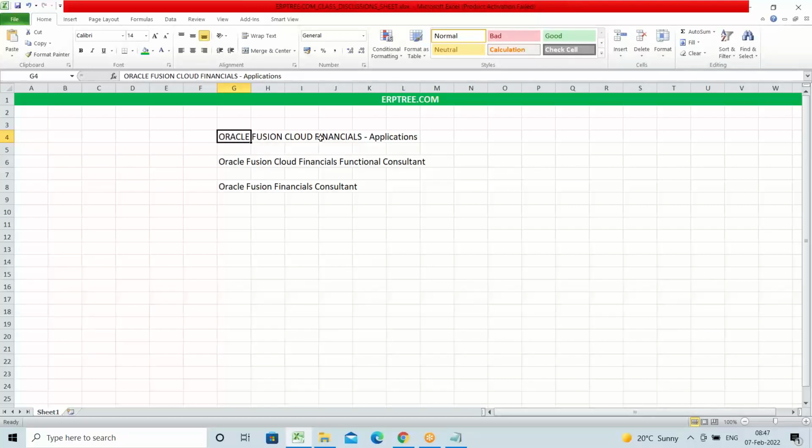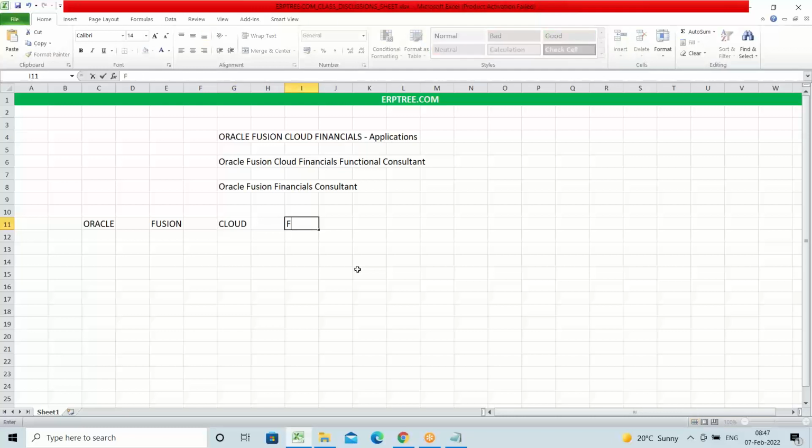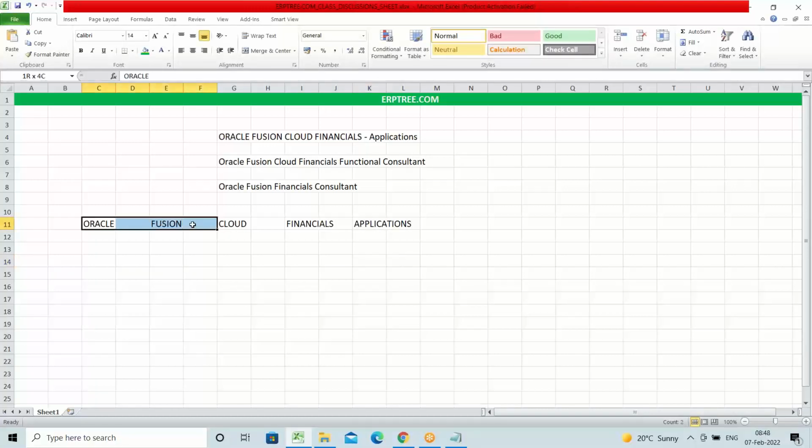Now let's focus on this course. Okay, we look at these terms. What is the meaning of these terms, so that we can understand what we are going to have inside this course. So here we have different terms: one term is Oracle, another term is Fusion, then Cloud, then Financials, Applications. I'm including applications. First, let's try to understand these terms' meaning, then we can discuss further.